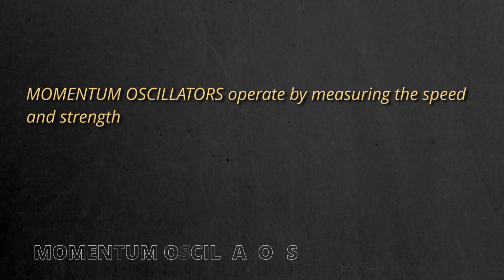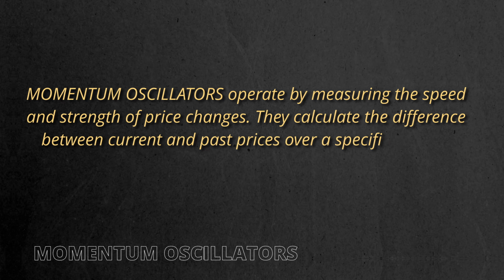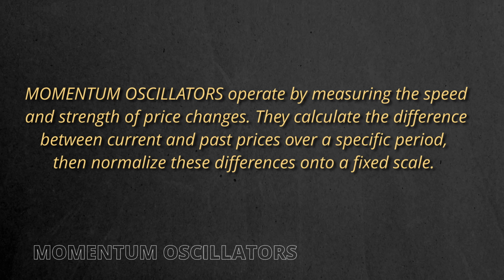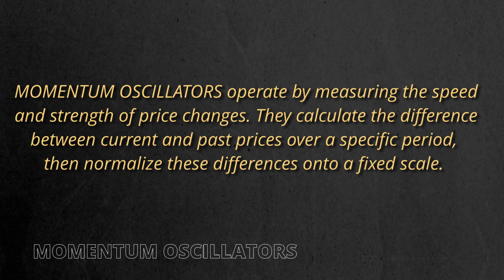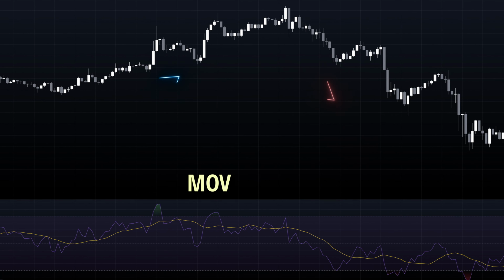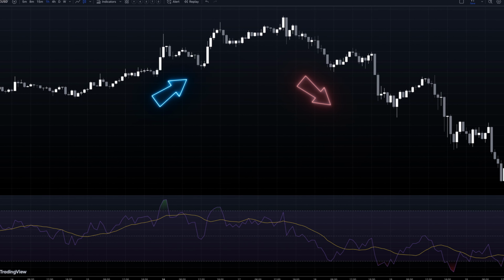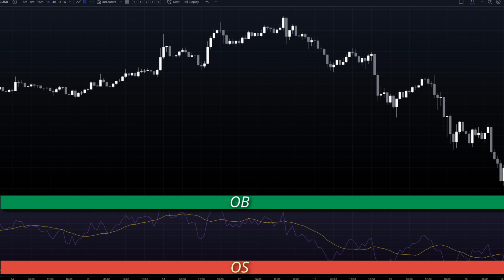Momentum oscillators operate by measuring the speed and strength of price changes. They calculate the difference between current and past prices over a specific period, then normalize these differences onto a fixed scale. This helps to identify when price movement is accelerating or decelerating, and when assets might be overbought or oversold.